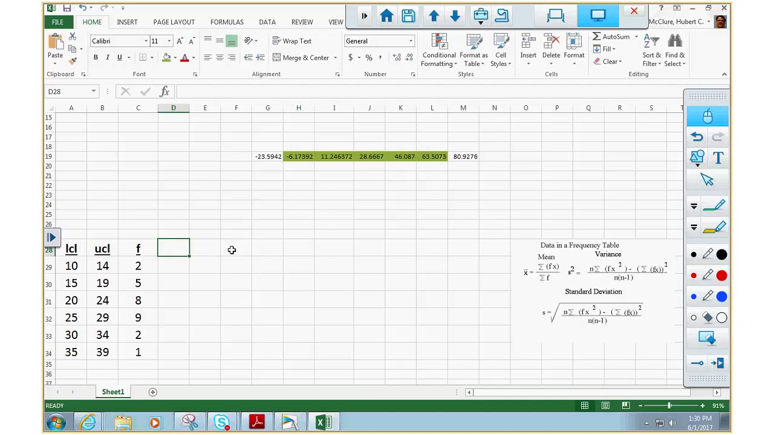What's the first thing you need to find on the frequency distribution? Midpoint, good. So X is midpoint. And the midpoint is the lower class limit plus the upper class limit divided by what? And you copy that down.